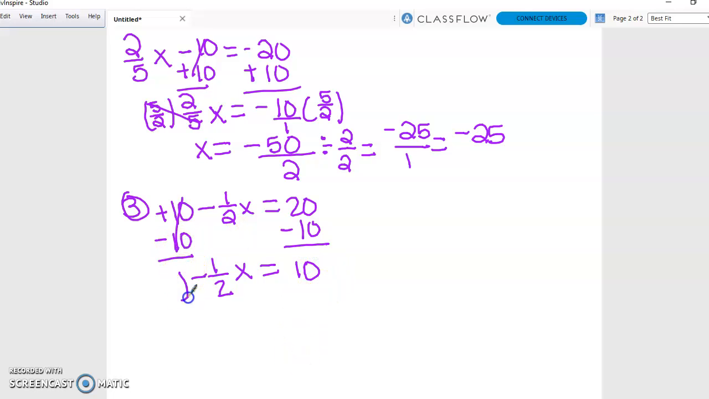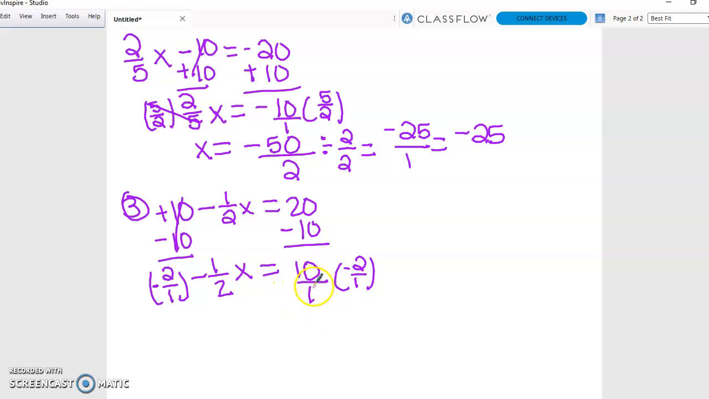And we're going to do the same thing we did in the first two. We're going to multiply by the reciprocal. But in this case, we have to be careful because we have a negative 1/2. So now we have a negative 2 over 1. We're going to come over this side. Going to multiply by the same thing on this side that we did on the opposite side.